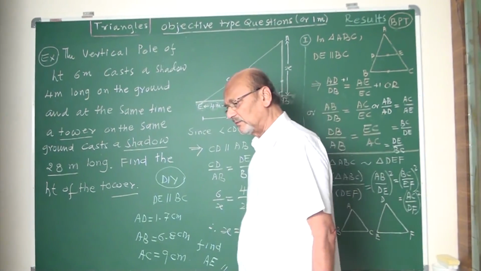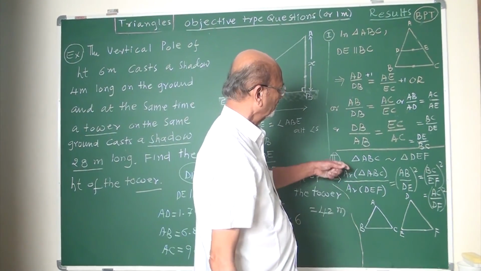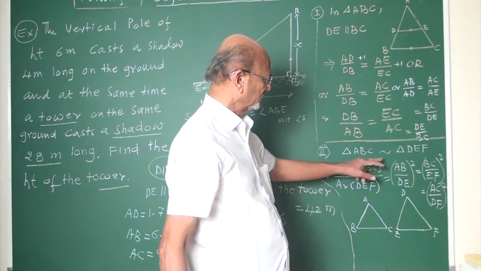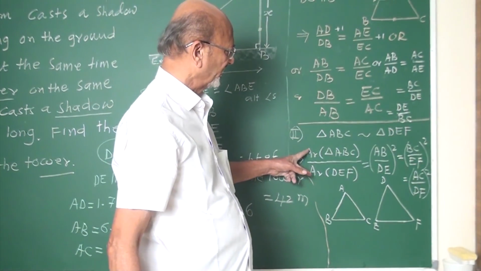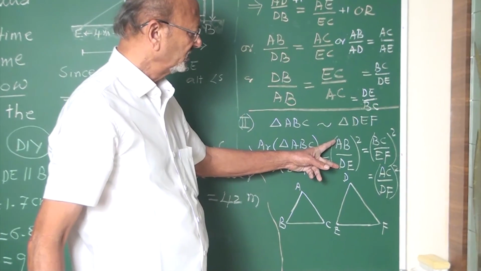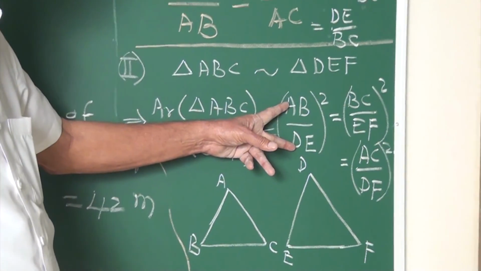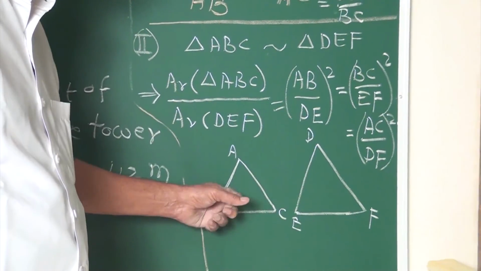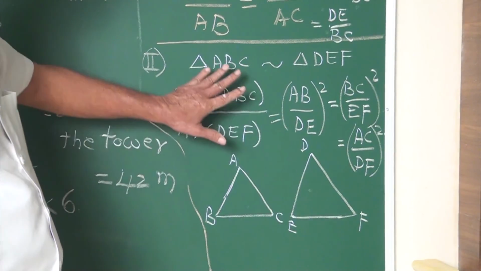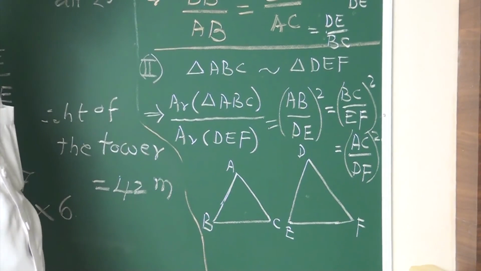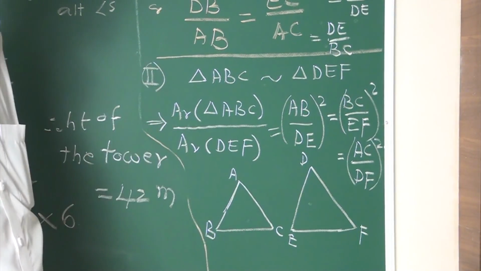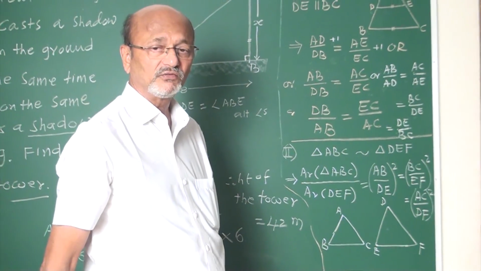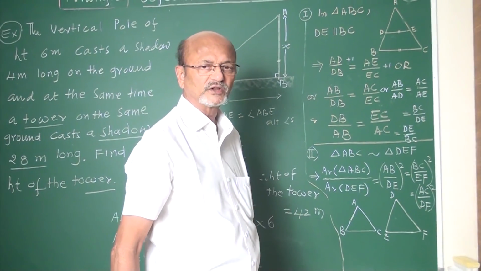Now it remains to do some examples based on this: if two triangles are similar, then the ratio of their areas equals the ratio of the squares of their corresponding sides. I will explain this property in the next class. I will do a few more examples based on this. I will even select a few more examples which are really a little tough, just one or two, not more than that.